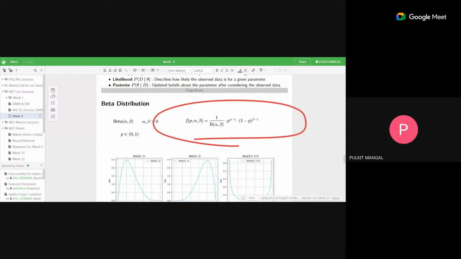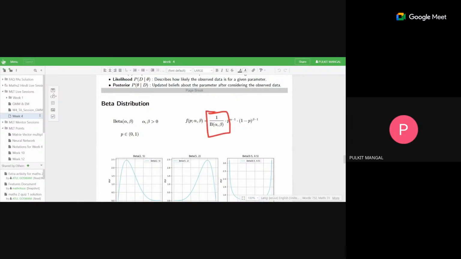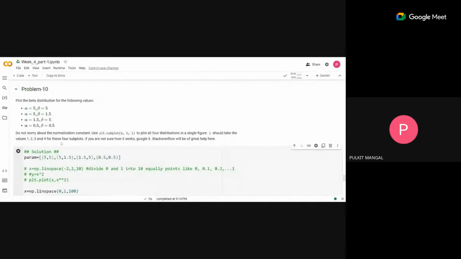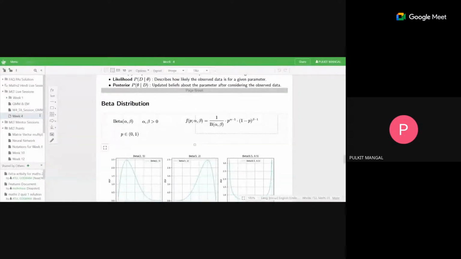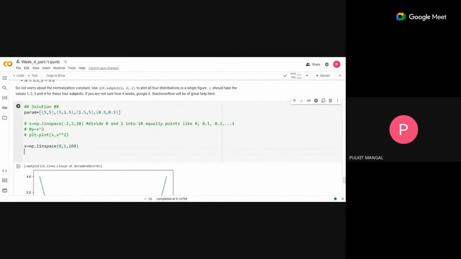This is basically the PDF, and we will not include the normalizing constant, as in the question, if you read, it is given that do not worry about the normalizing constant. This part here was the normalizing constant, so we will just focus on this part. It is p power alpha minus 1 into 1 minus p power beta minus 1. But instead of p, we will use x. Clear, everyone?